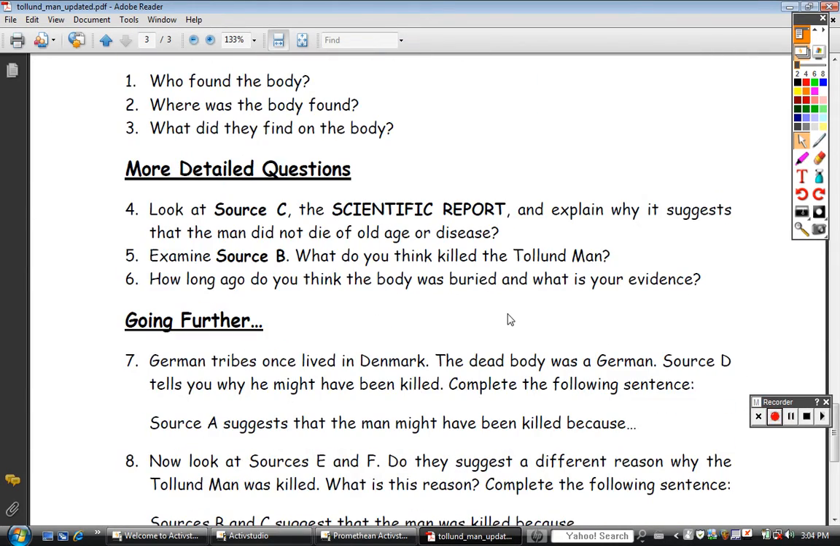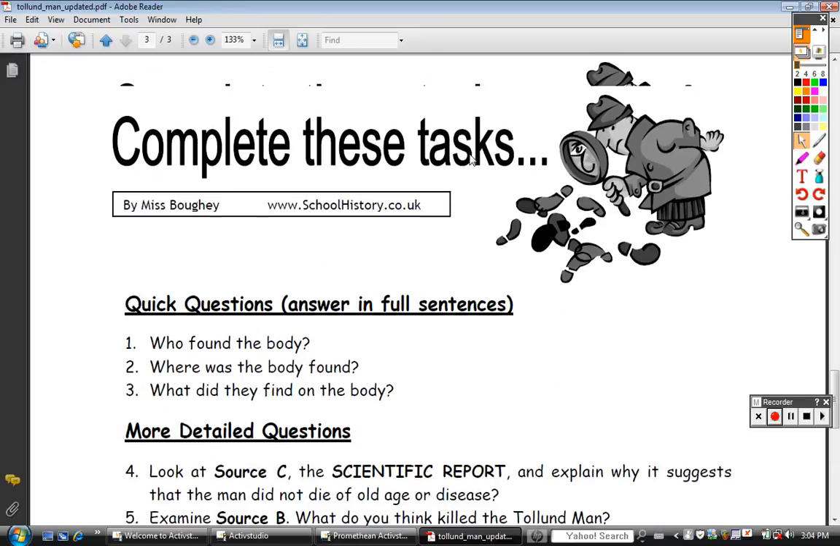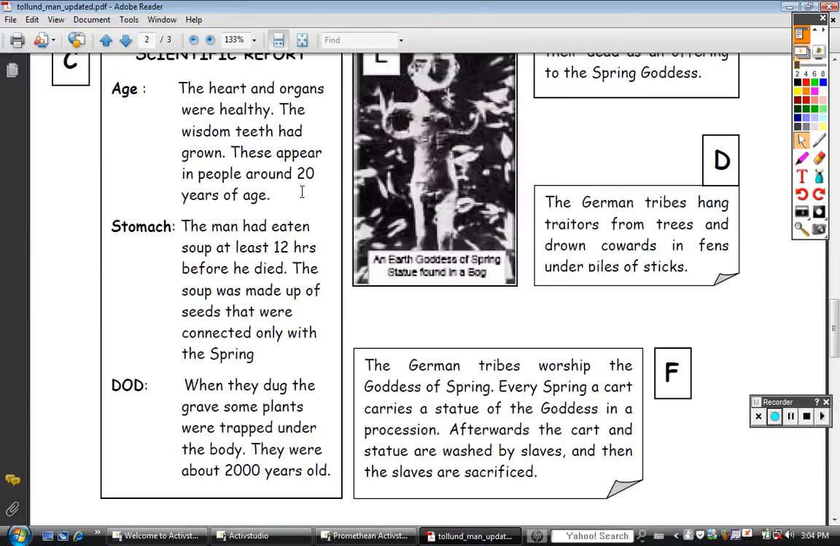Now when we go back and look at some of the scientific reports, we've already previously discussed this. If you look at source C, the scientific report explains why it suggests that the man did not die of old age or disease. Well, because if you look at the report, they found that his heart and organs were healthy, and generally people around 20 years of age are going to be in strong health. Certainly he wasn't starved to death because he had recently eaten.